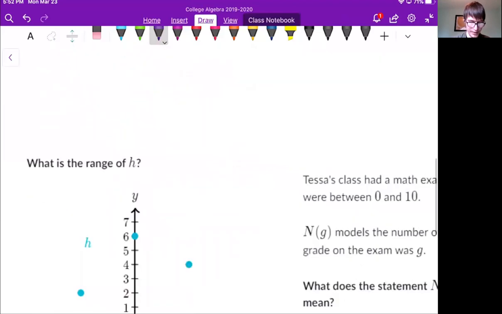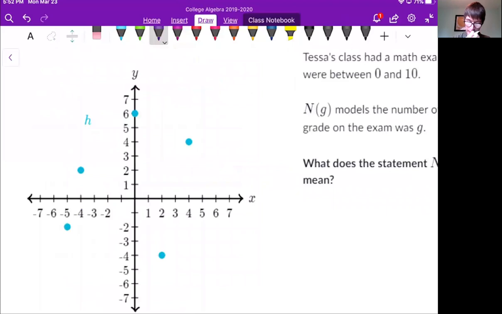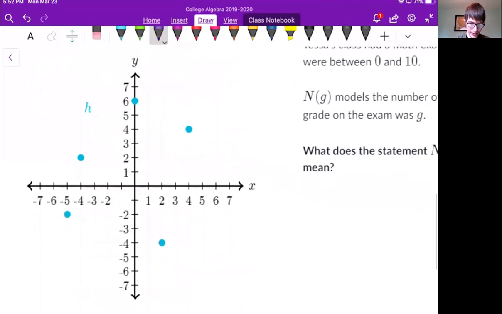Easy as that. How about range? In this range problem, it's a little bit different, because the range is all the y values I can get out. Can I get out a y value at -2? I guess I can. I can find it at -5. There's a y value for -2. I can find a y value for -4. I can find a y value for 2. I can find a y value for 4. I can find a y value for 6.